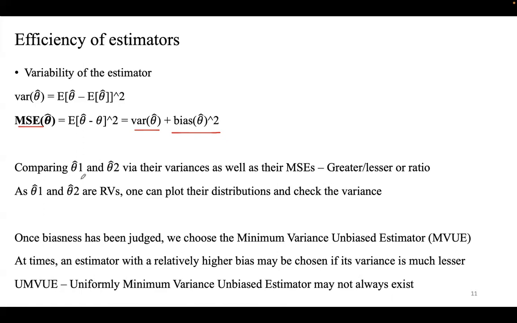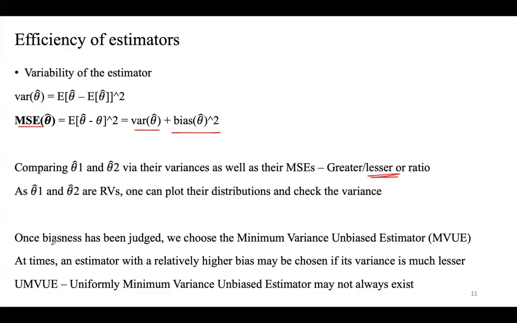Let's say you have two thetas that you're comparing, and we will do this exercise in a little while. You're comparing them via their MSEs. You can compare the MSEs in terms of whether MSE for theta 1 is greater or lesser. When you want to check greater or lesser, you can subtract or take a ratio, MSE1 minus MSE2 or MSE1 divided by MSE2, to see which is greater and which is lower. Typically, you would want the lesser of the two.